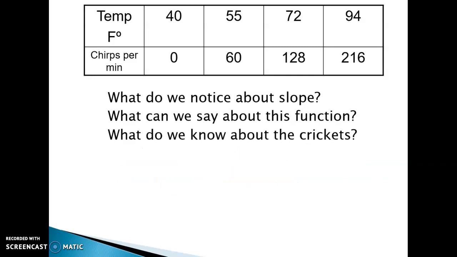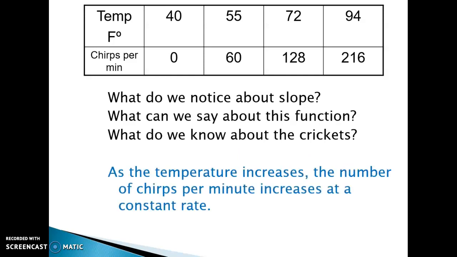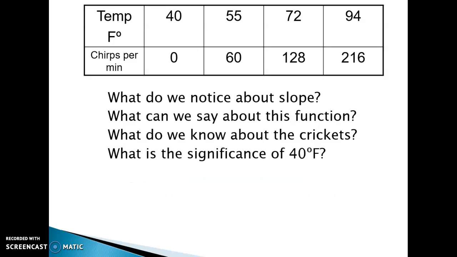So what does that tell us about the crickets? Let's talk about it in context. What do we know now about the crickets? We know now that as the temperature is increasing, the number of chirps per minute is increasing at a constant rate. We have a constant linear rate of change.